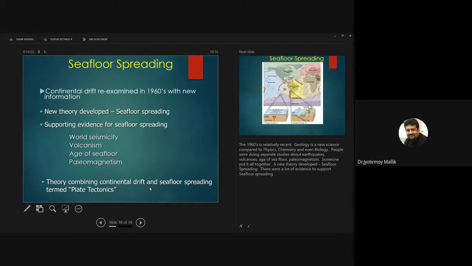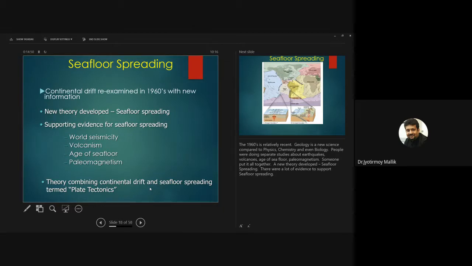Or we can say it is the other way around. Because the seafloor is spreading, the continents are moving away from each other. Why the seafloor spreads is another issue which we will discuss. But we can think that the seafloor is spreading, and as a result, the continents are being drifted, right? So continental drift together with seafloor spreading completes the picture of plate tectonics.